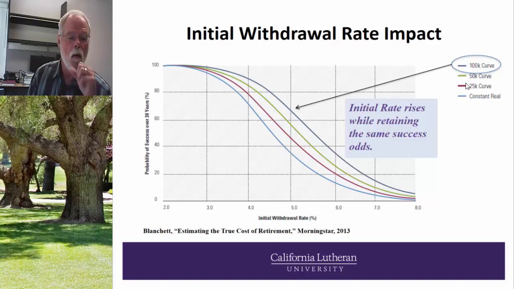This is what Blanchett shows: the light blue line on the bottom is the odds of a successful retirement, not running out of money, using an initial withdrawal rate, the magic 4% that we always talk about, which is roughly 72%.